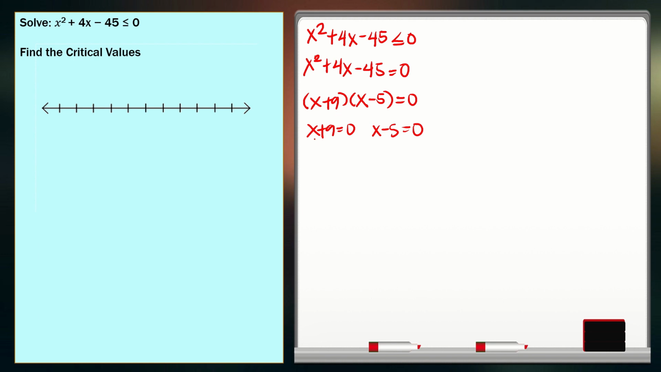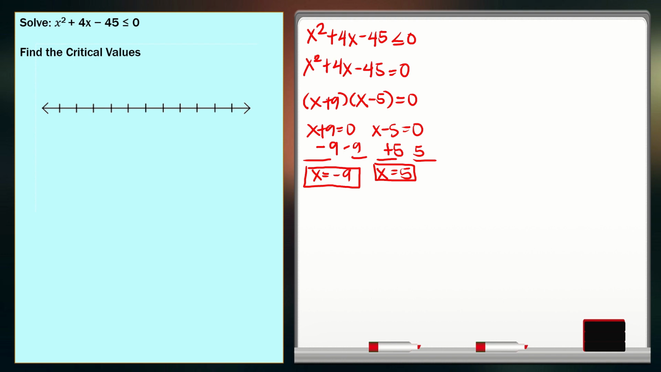Next step is we're going to solve the equation. We have x plus 9 is equal to 0. We add both sides of the equation by negative 9, or we apply subtraction property. We have x is equal to negative 9. Next is we add both sides of the equation by 5 by applying addition property of equality. We have x is equal to positive 5. So these are now what we call the critical values.